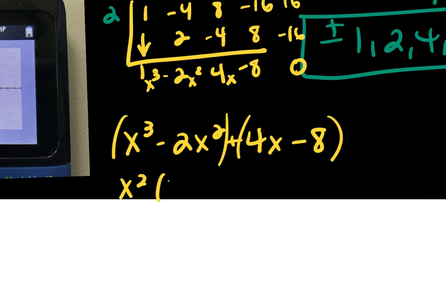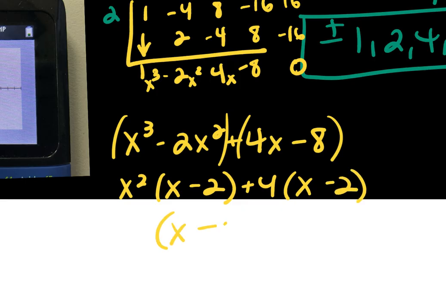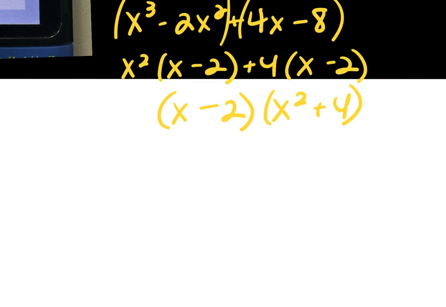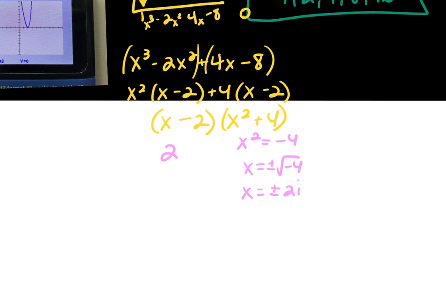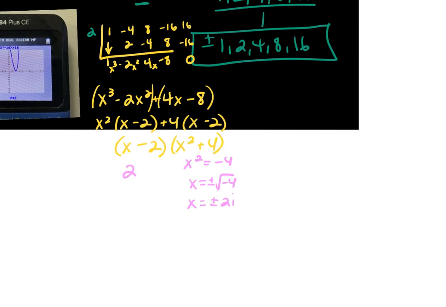I'll take out the x squared, x minus 2, take out the positive 4, x minus 2, and I get x minus 2 and x squared plus 4. So I do have another real root, it's 2, but it had a multiplicity of 2, which should make sense because my graph bounced at that point. And then to solve x squared plus 4, I would subtract the 4, plus and minus the square root of negative 4, plus and minus 2i, which makes sense why my graph only had one zero.